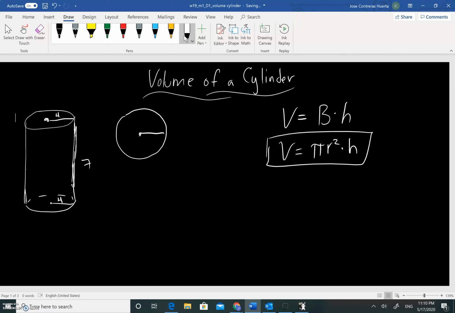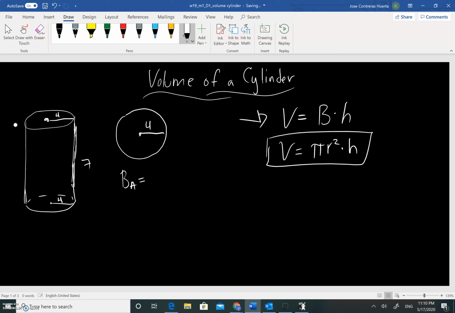Now, what we're going to focus on is volume, but this is related to area. So let's first see the equation that we have here. It says volume is equal to the area of the base of the prism multiplied by the height. In this case, we're working with a cylinder, so it's going to be the area of the base times the height. The base is a circle, so what is the area of the base?